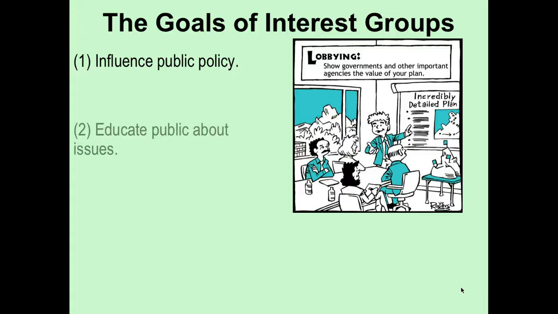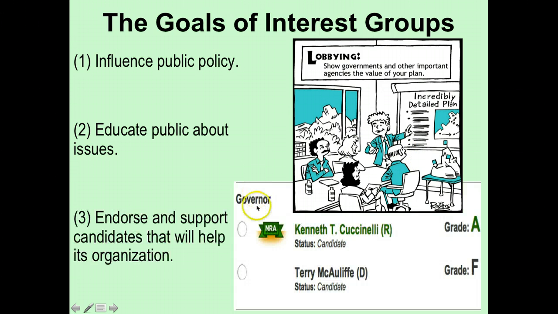All right, so let's look at the goals of interest groups. What are they doing? Number one goal of interest groups, influence public policy. They want the government to make rules, to make laws that help their interests. Second thing, they want to educate the public about issues. In this image here, you see how this lady is showing governments and other agencies the value of your plan. The idea here is that this person is educating, is persuading, is giving information to support why the government should help the interest group.